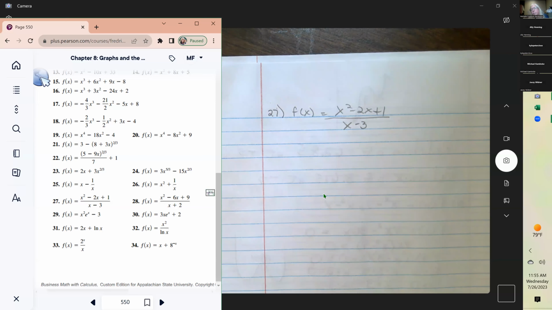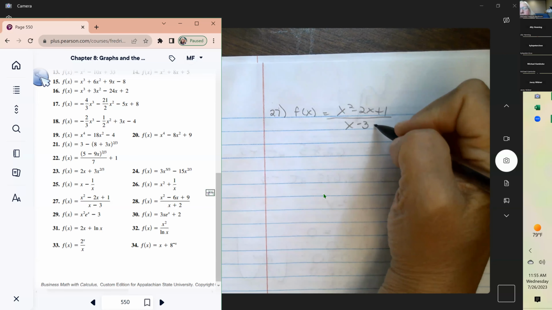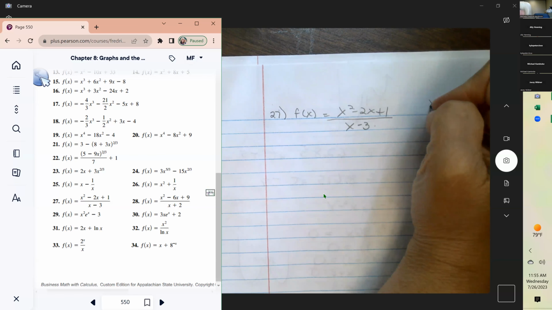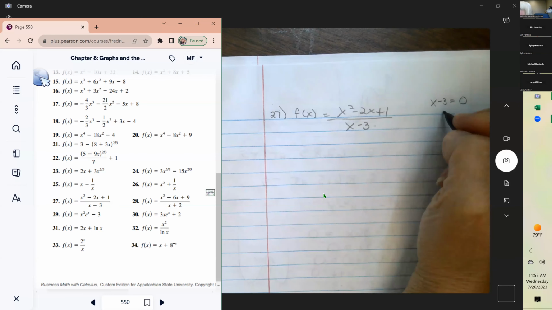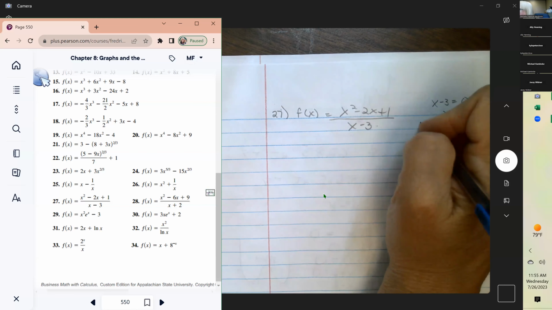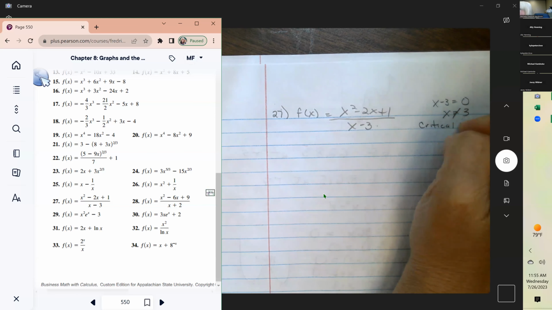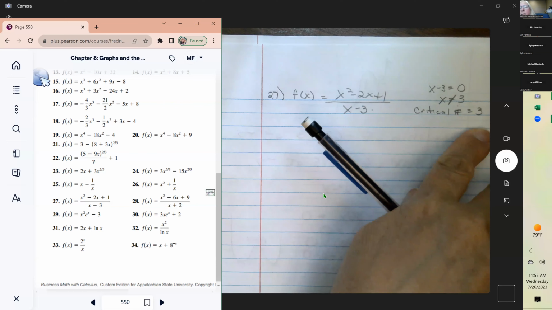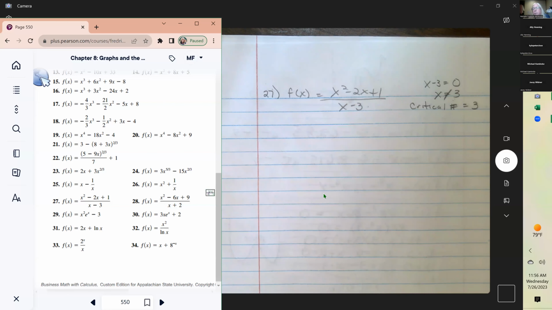This one is a fraction. And because there's that fraction, anything that gives us 0 in the denominator needs to be omitted. So the function does not exist here. That means that's a critical number. So one of our critical numbers is 3. You need to be careful of that. Most of the time, the values we're looking for are not from that value, but that is a critical spot. So you do need to know that.